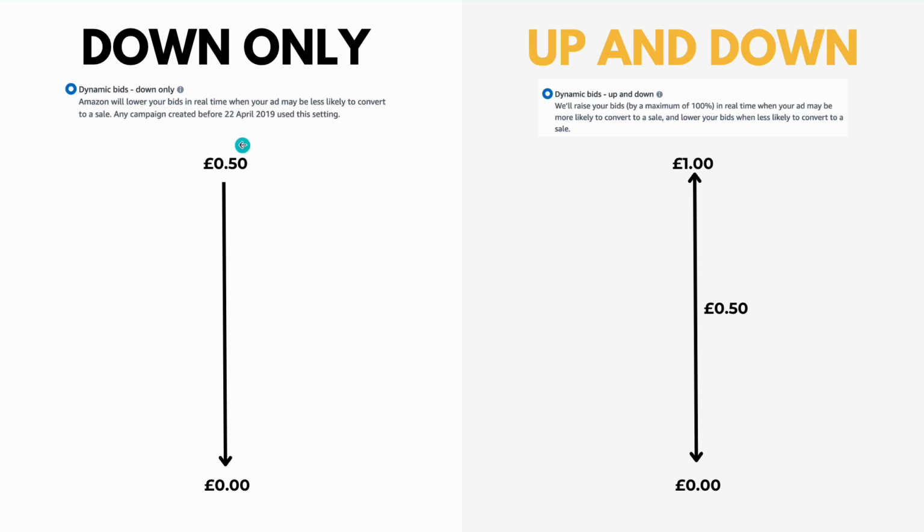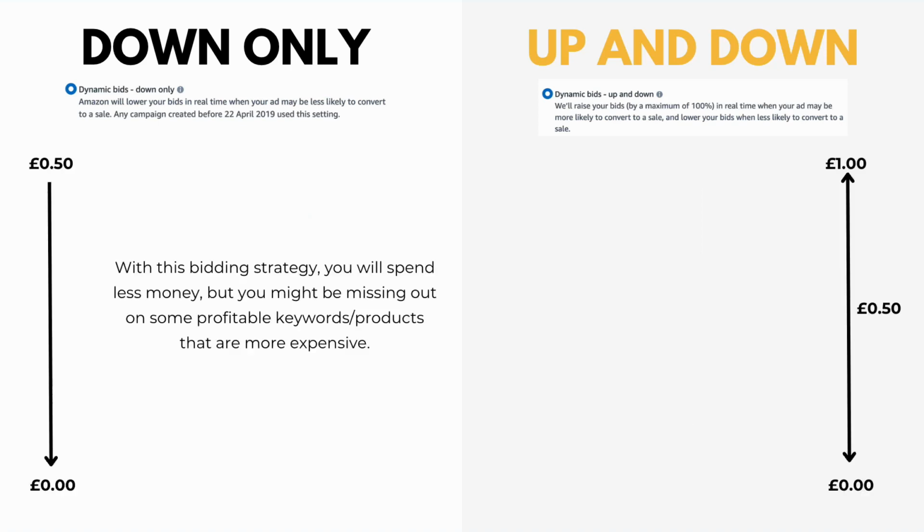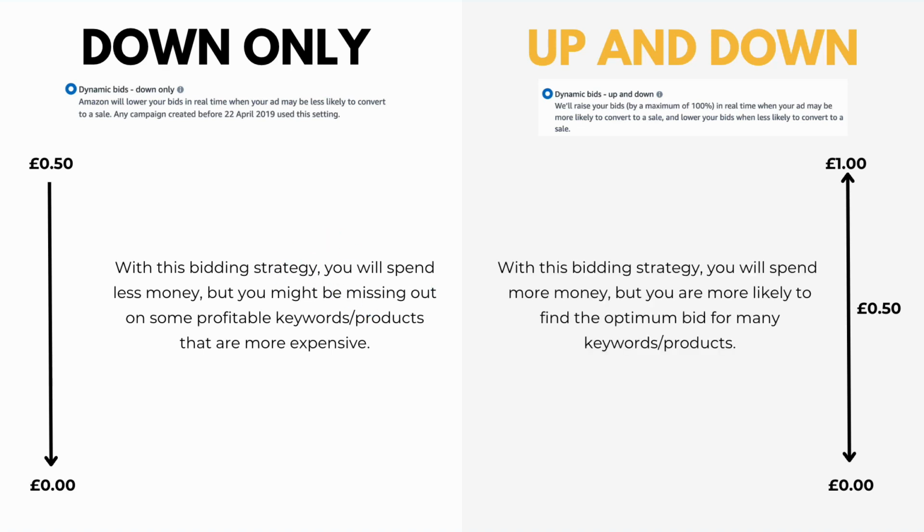with a down-only bidding strategy, you're not going to be able to rank for that keyword. So you're going to miss out on potential sales that way. But on the flip side, you are going to be spending less money, which, if that's what your strategy is suggesting you want to do, is good for you. But you have to remember you might be missing out on some more profitable keywords or products because you're only using down-only. But on the flip side, with up and down, with this bidding strategy, you will spend more money.